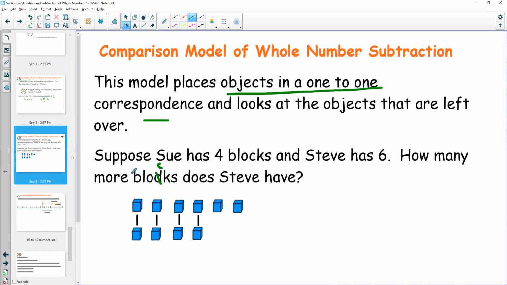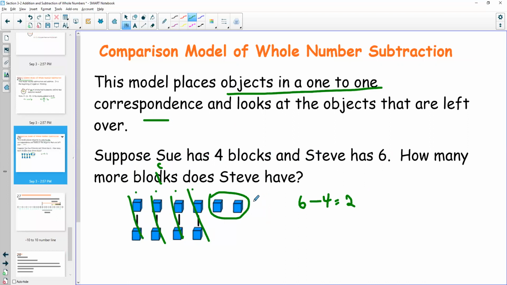It's a subtraction. So Sue has 4 blocks, Steve has 6. How many more does he have? Well, they both have those, they both have those, they both have those, they both have those. We've matched these one-to-one. And what's left is that Steve has 2 extra. So really, I had 6, I took away the 4 that I matched, and I ended up with 2.